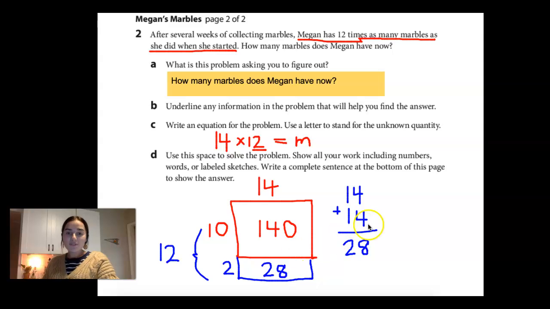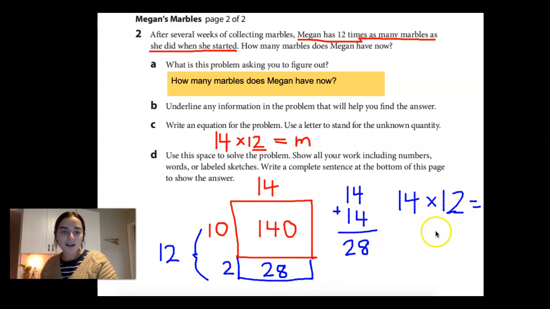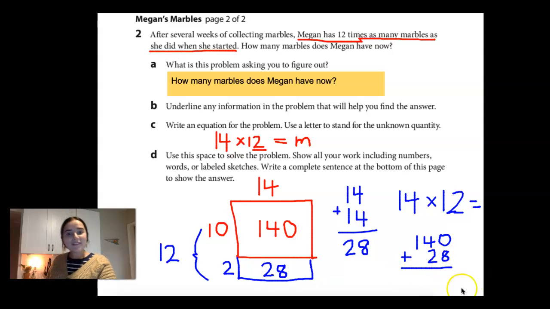Now, to get our final answer for 14 times 12, we need to add those two areas together. So our answer will be 140 plus 28. There we go. So once you have that answer, I'll let you solve that on your own.